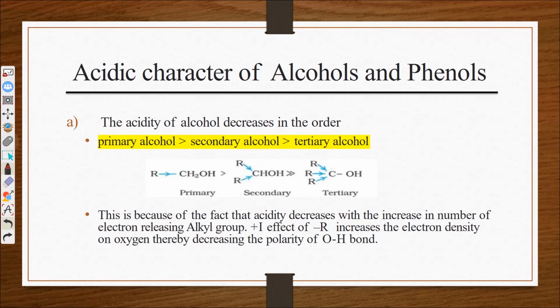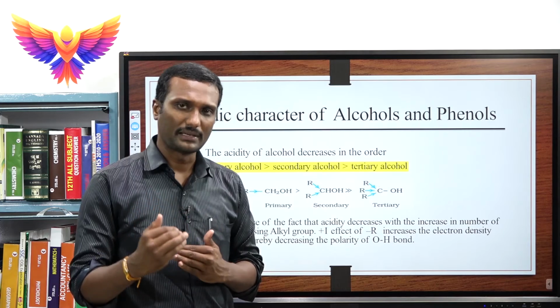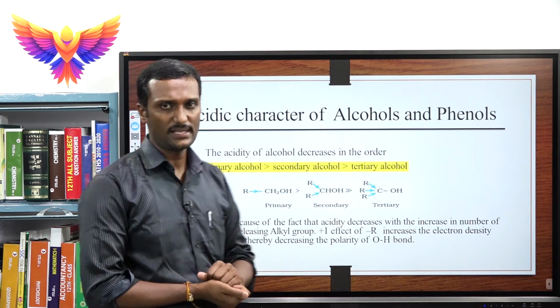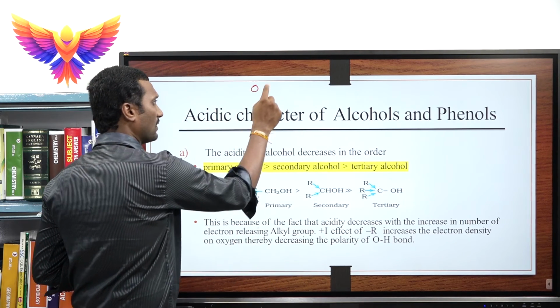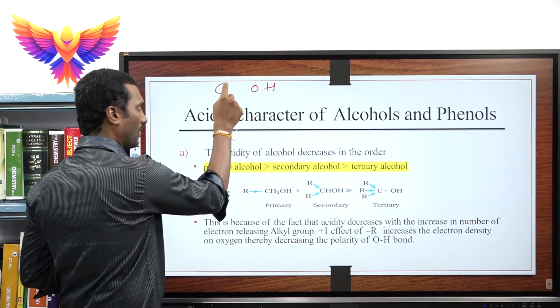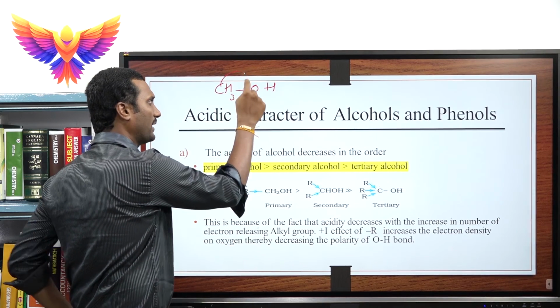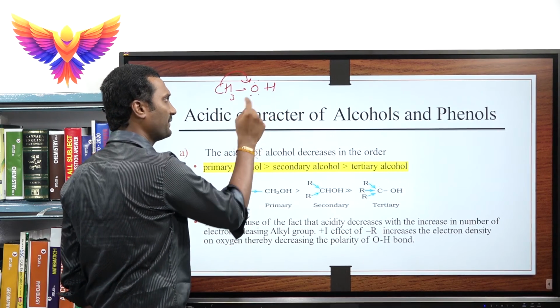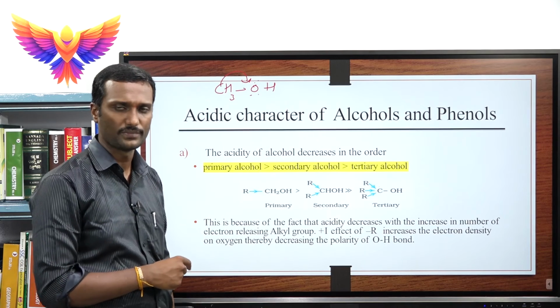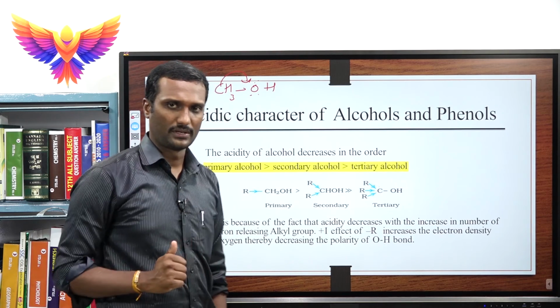The acidity of alcohol decreases in the order, for example, as the number of carbon atoms attached to the OH increases. What happens? The carbon or alkyl group has a tendency to donate electrons, hence the electron density increases on the oxygen atom. That is the one point.